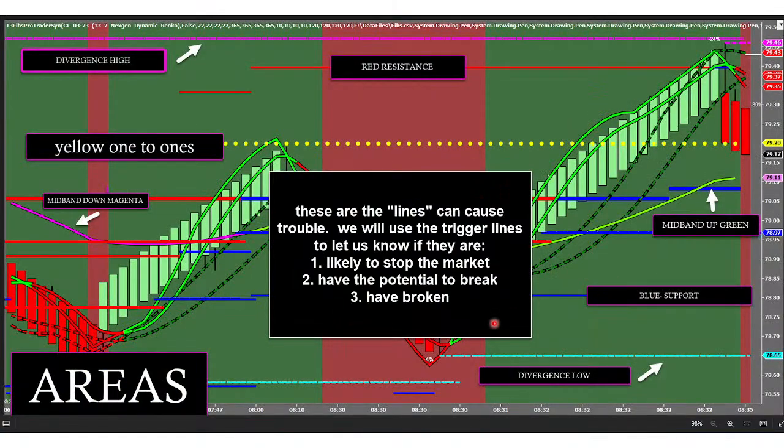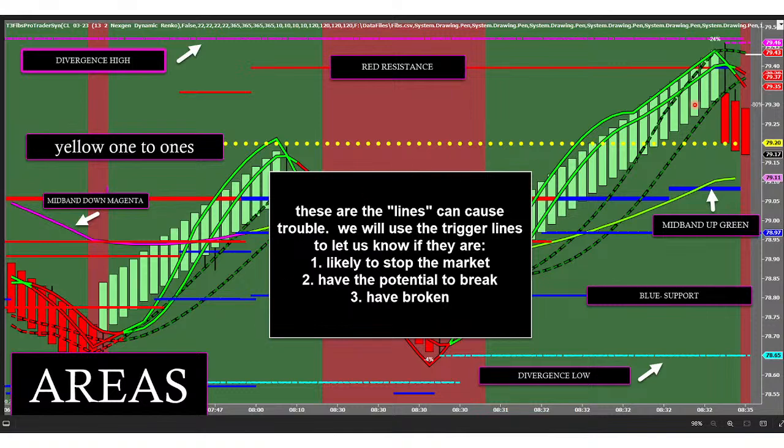And I'm going to tell you right now, and I'm going to say it real loud, I don't rank them. I don't believe that a divergence high line is any more powerful than red Fibonacci resistance. And I don't believe that red Fibonacci resistance is any more powerful than blue Fibonacci support or a divergence low line or yellow 1-to-1s, guys. And we're going to give you the most basic way for understanding if these areas are likely to stop the market, if they have the potential to break, and if they have broken.